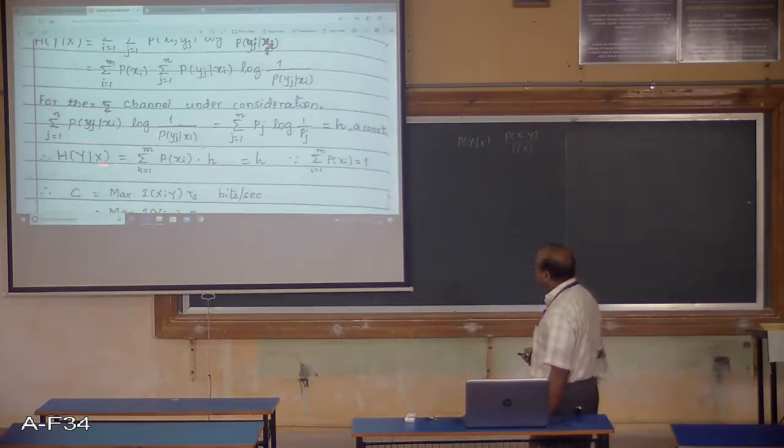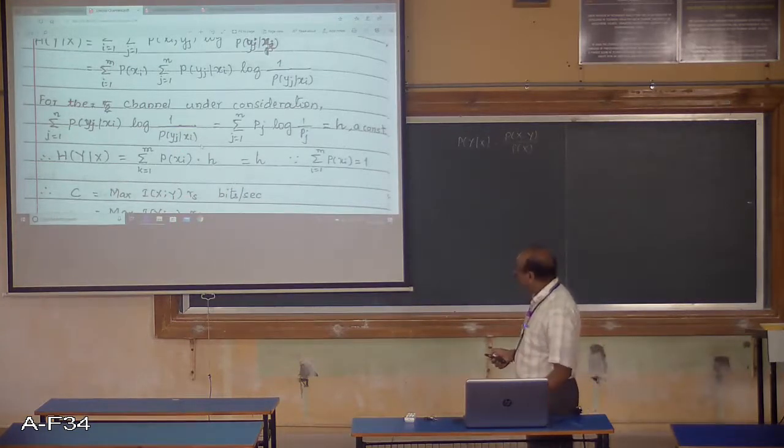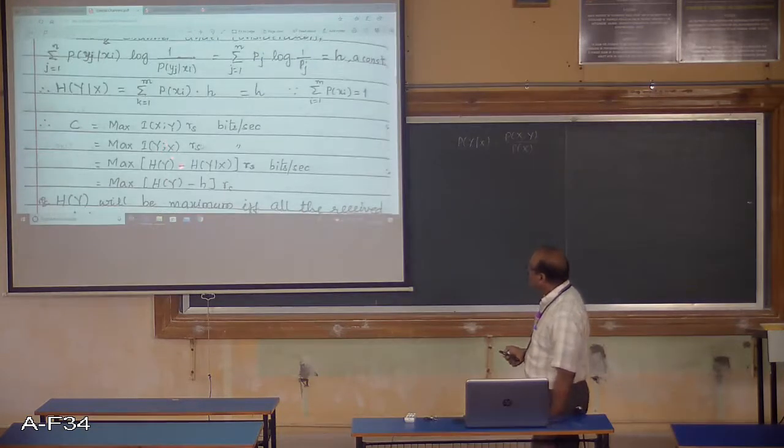So H of Y given X is this summation multiplied by a constant h, and the sum of all the input symbol probabilities is 1. So channel capacity is given by the maximum of I of XY, or, since the mutual information is symmetric, we can also write I of YX. I of YX is given by H of Y minus H of Y given X. So this is the output symbol probability, and H of Y given X is h.